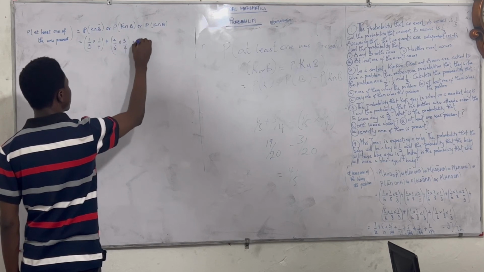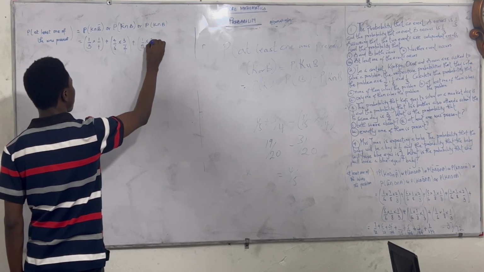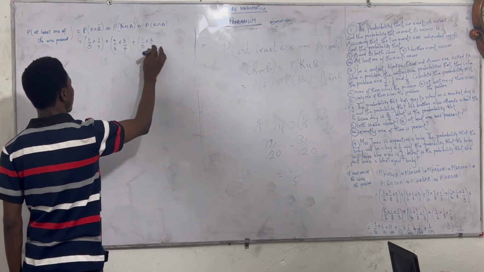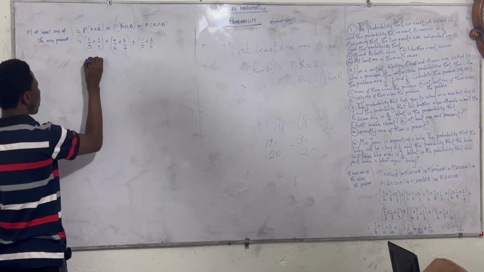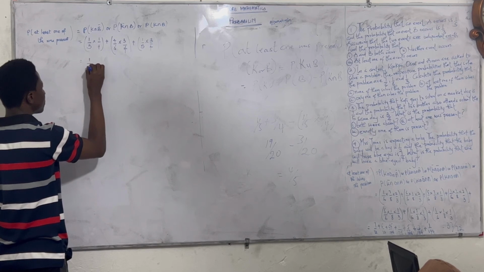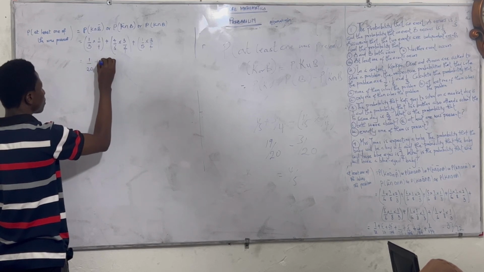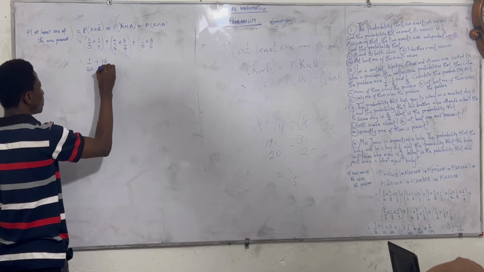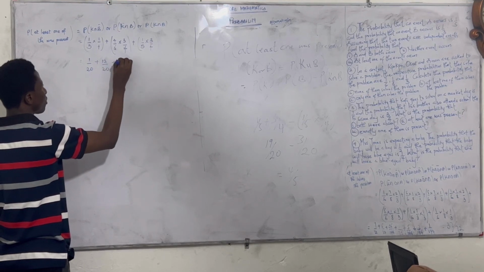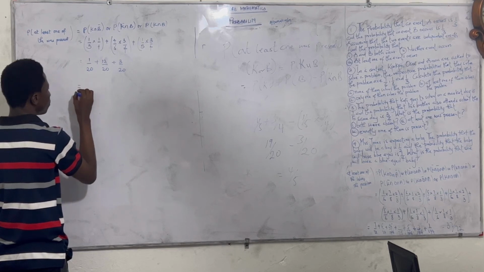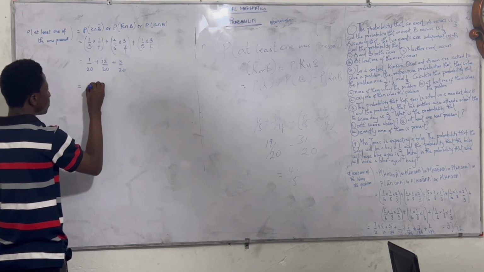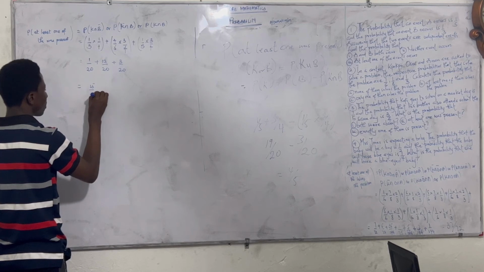Okay, plus here will be 1 over 5 times 3 over 4. We are having 1 over 20 plus 4 over 20 plus 3 over 20. Check and see what you'll be getting. I think it's 15 over 20, yes.